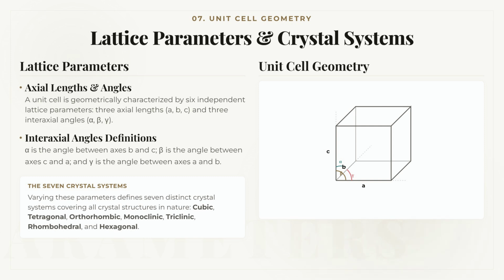In summary, crystallography begins with the idea of periodic atomic arrangement. The lattice provides the geometric framework, the basis provides the actual atoms, and together they form the crystal structure. The unit cell is the repeating building block, and the lattice parameters completely define its geometry.